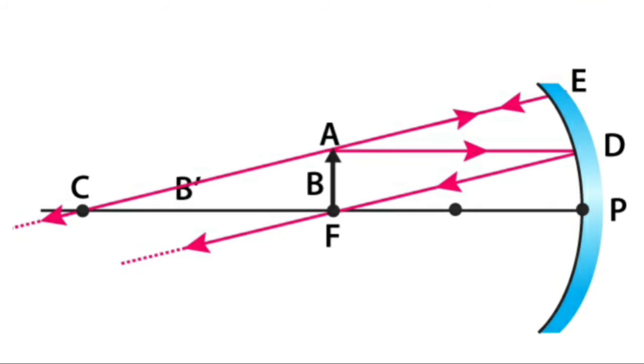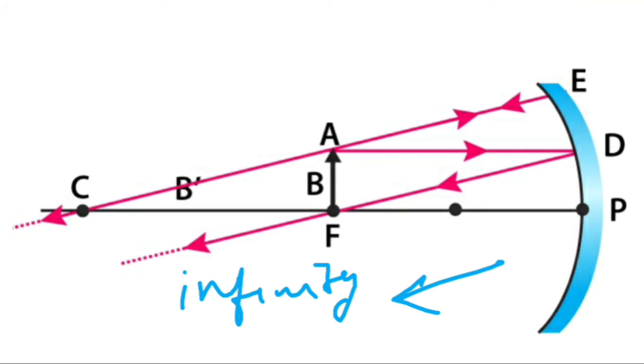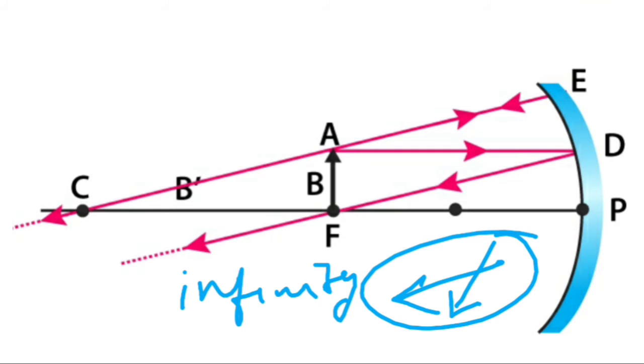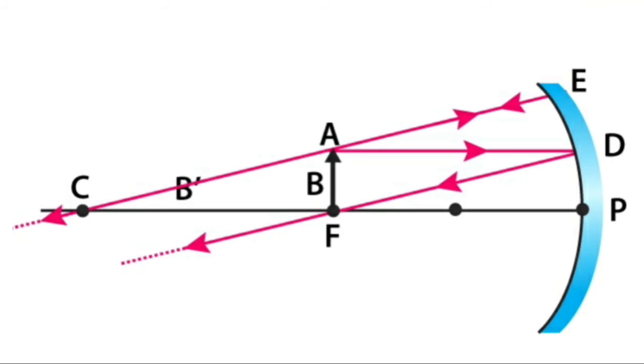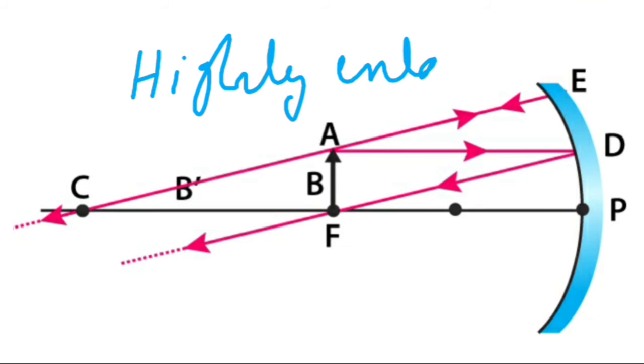Here in this diagram we cannot see the point of intersection, but at infinity they will intersect with each other. Okay, we have to consider that at infinity the two rays will intersect to form an image, which is highly enlarged. As I told you, when you consider infinity, you have to consider it very large or highly enlarged.